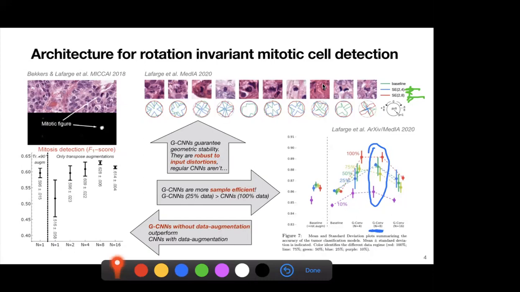So what we see, if we train with all data, so 100% of the data, that's the red arrow. You see there is some variance on this, because neural networks train stochastically. We have this sort of performance. And if we only train with, say, 25% of the data, we end up somewhere over there. So these group convolutions, with 25% of training data, already outperform the CNNs trained with data augmentation on 100% of the data. So they're more data efficient.